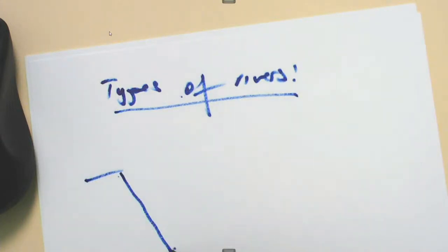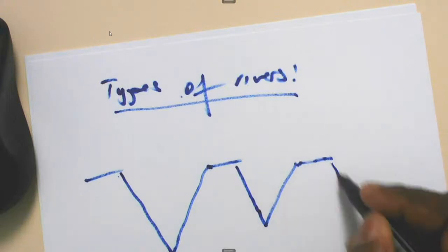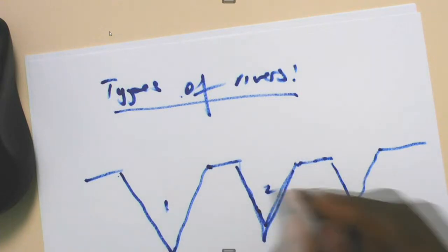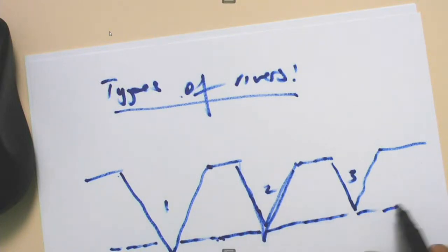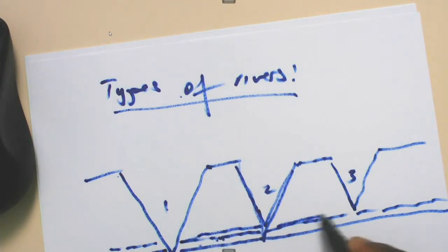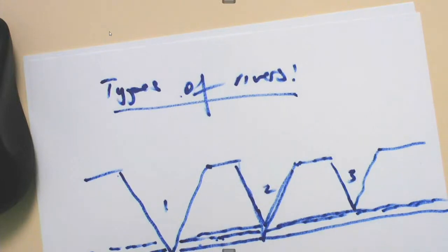We're having 4 types of rivers. River number 1, number 2, number 3. If you look here, so now we're having 4 types of rivers. The first one over here is a permanent river.